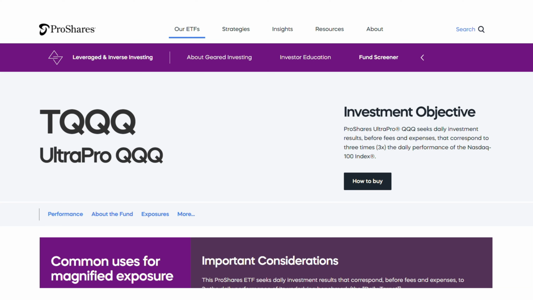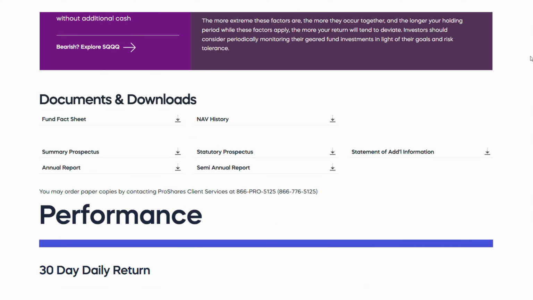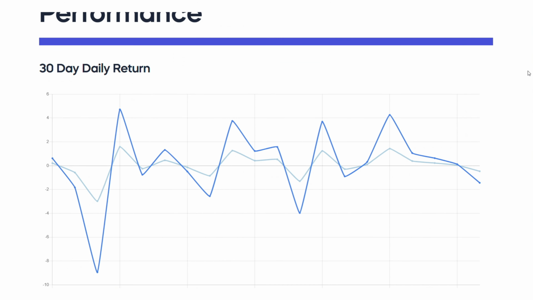And an example of a leveraged ETF would be the ProShares UltraPro QQQ, symbol TQQQ. What this does is it aims to deliver 3 times the daily performance of the NASDAQ 100 index. Let's look at that here now.